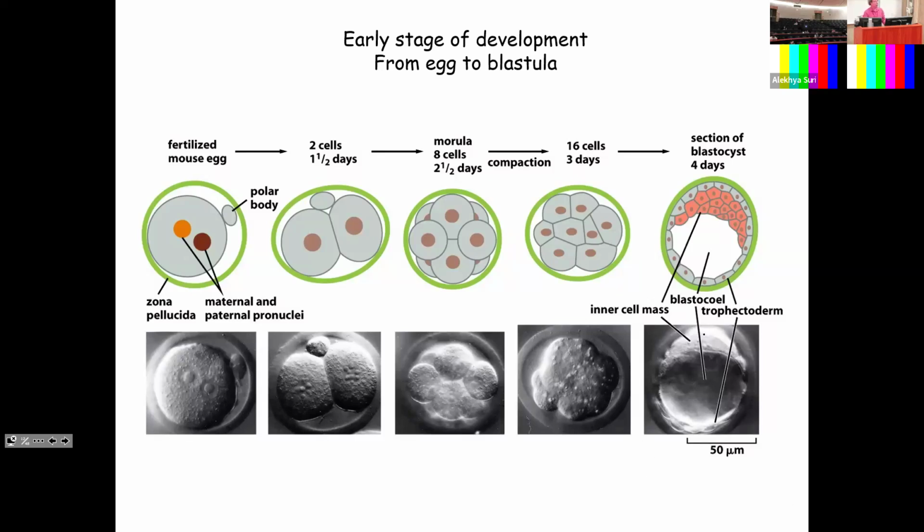In the compaction process, you can appreciate here the lack of border zones between the cells. For example, here there are like 16 or 32 different cells, but you cannot really distinguish between these cells. See? But they undergo a process of segregation and compaction.